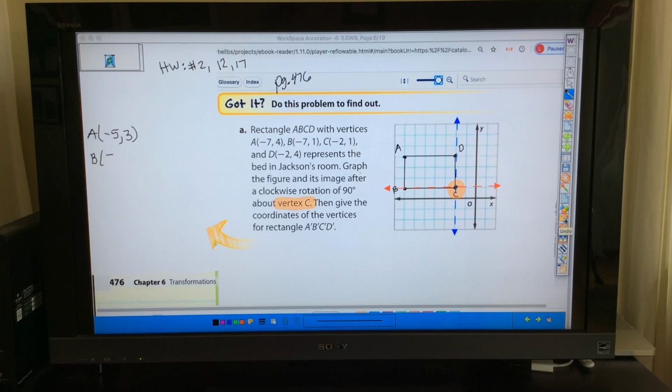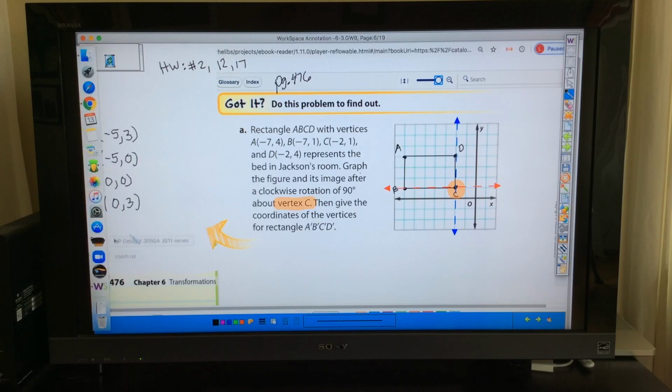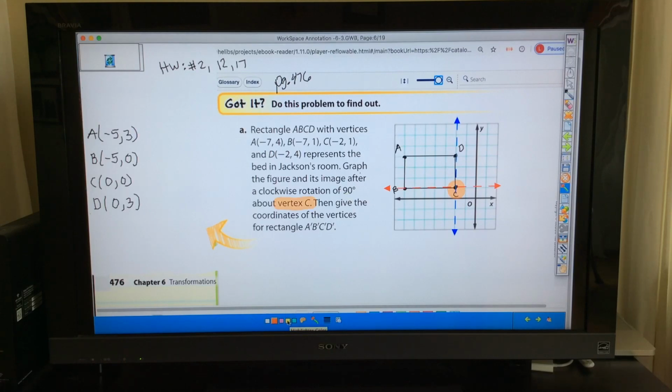The change in Y is there is no change in Y. It's right on our new axis, so we're going to call that 0. Negative 5, 0. Okay, C, we know, is the origin. We just made it our new origin, so I'm going to call it 0, 0. And D is going to be located at, well, horizontally there is no change, so we're going to call that 0. And vertically we're going up 1, 2, 3. Okay? So now we need to figure out the rule for a 90-degree clockwise rotation.